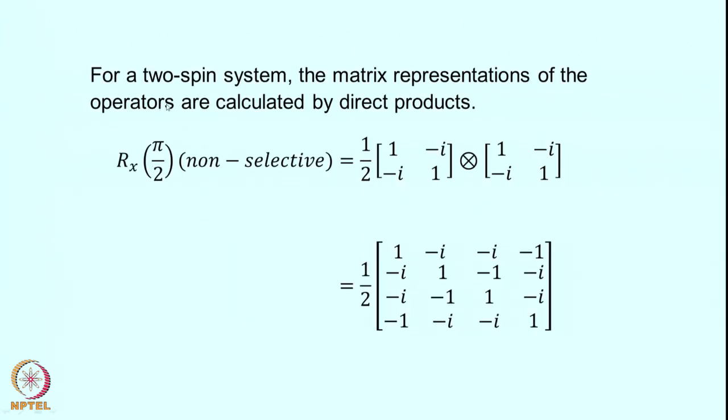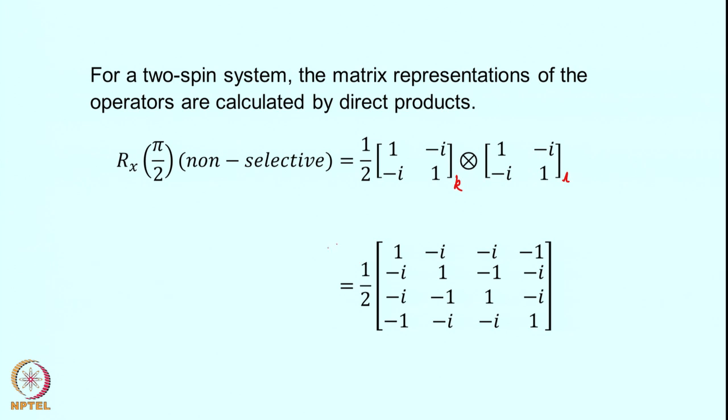Now for a two spin system, that was simple for the one spin system. For the two spin system, of course it is also simple, but we have to do a little bit more calculation here. Now there are two spins, both are independent. I want to calculate the matrix representation of the pulse for two spins. So both have I equal to half. They have this one spin here and the second spin here. Let me call them spins K and L.